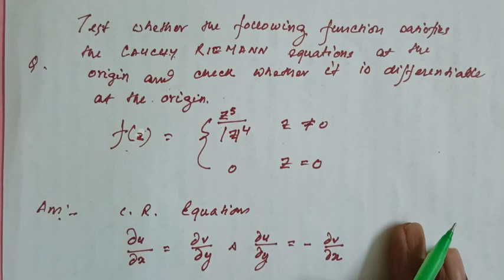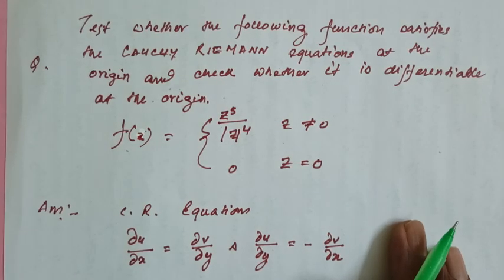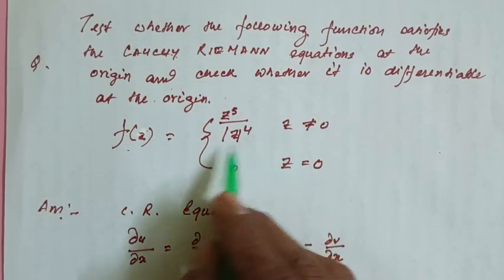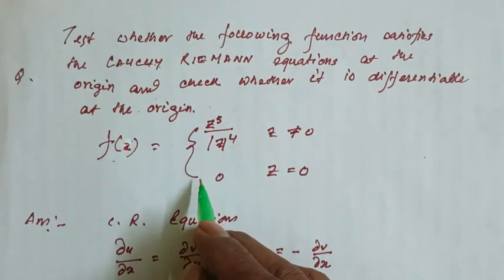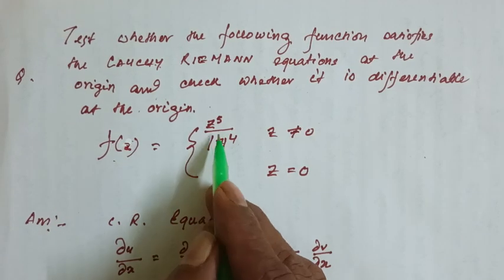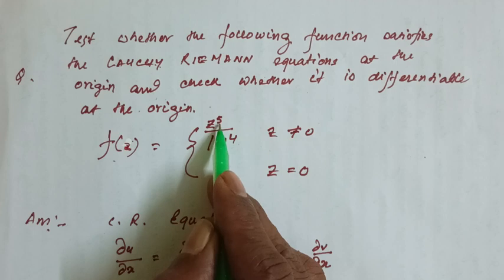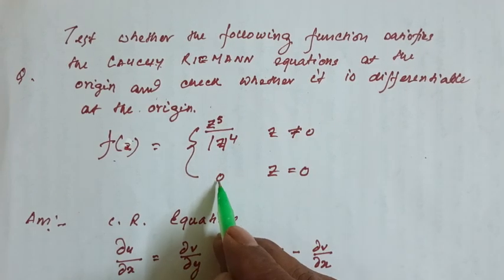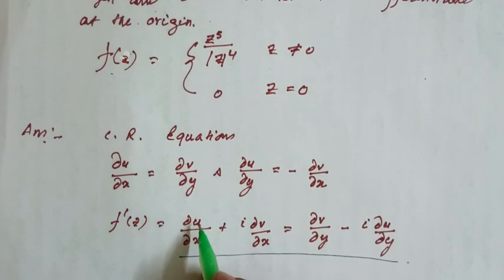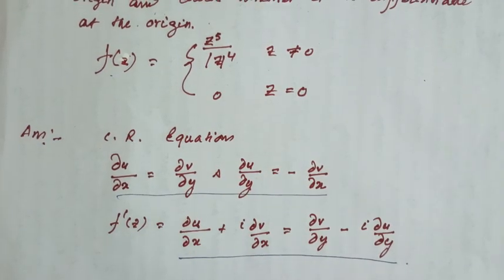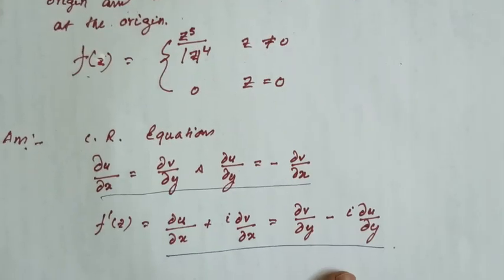Hi friends, today we are going to see whether the following given function satisfies the Cauchy-Riemann equations. The given function is this, and also find its differentiability. The function given is z^5 over modulus of z^4 when z is not equal to 0, and the function is 0 when z is equal to 0. You all know the CR equations and this is the derivative formula, right? So we'll find the answer now.